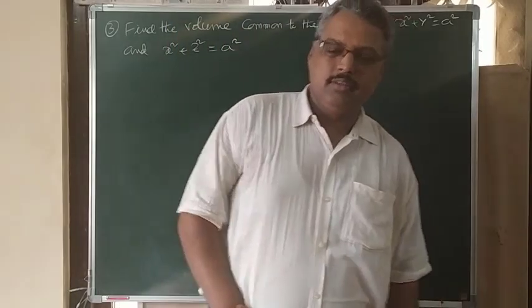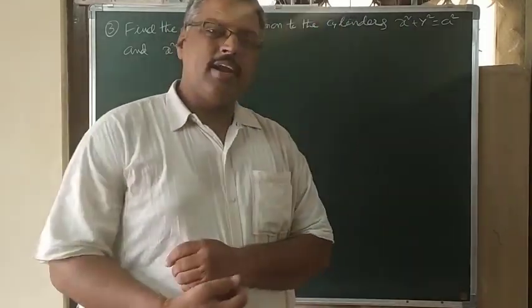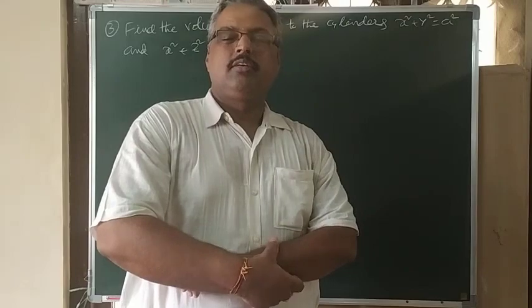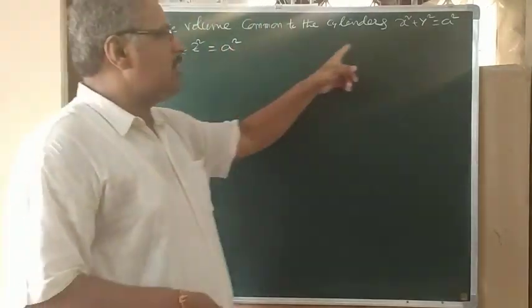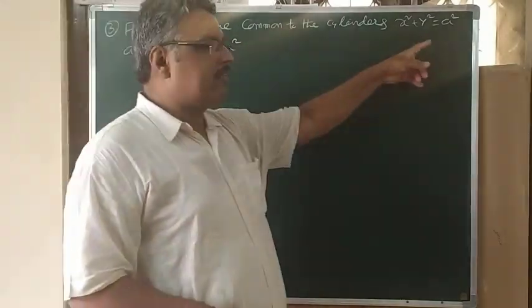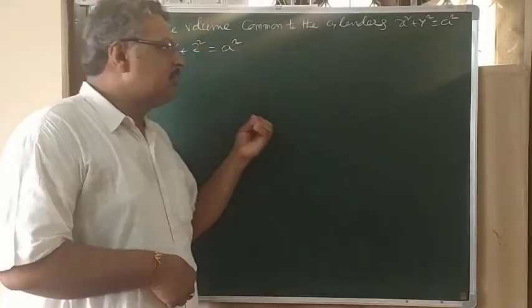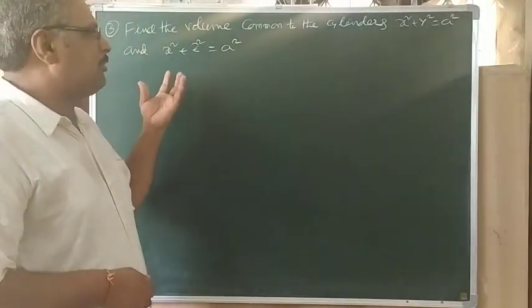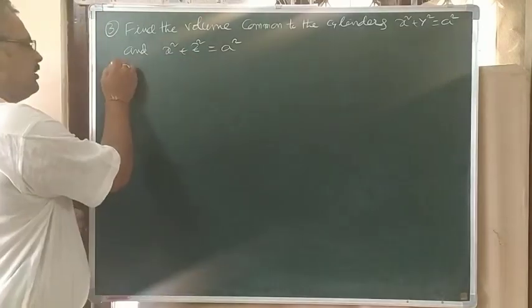Welcome back. Now we will discuss another problem for finding volumes using triple integrals. Find the volume common to the cylinders x square plus y square equals a square and x square plus z square equals a square. Already we discussed the same problem using double integrals. Now we will find the volume using triple integrals. First find out the region.